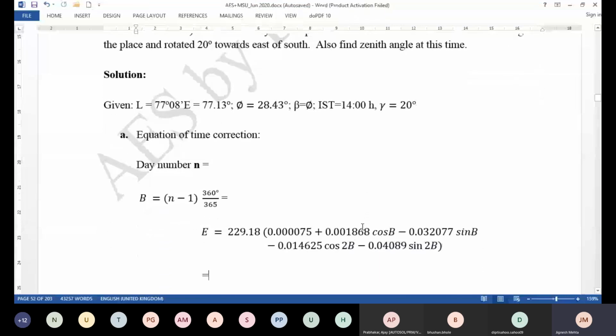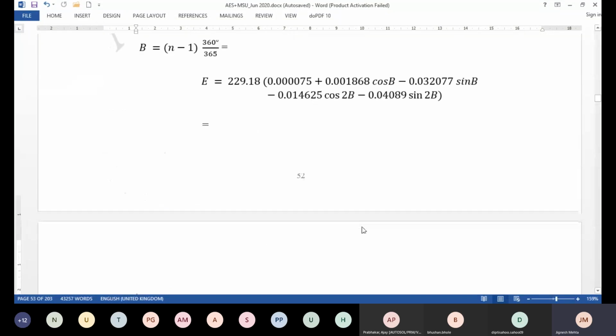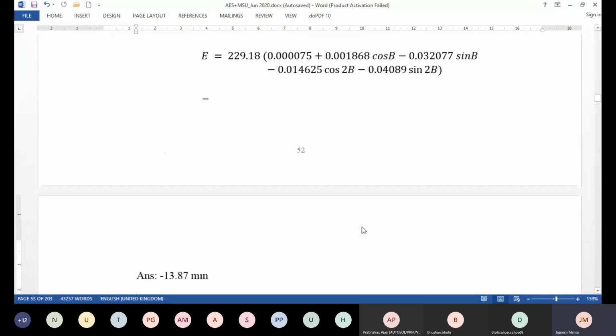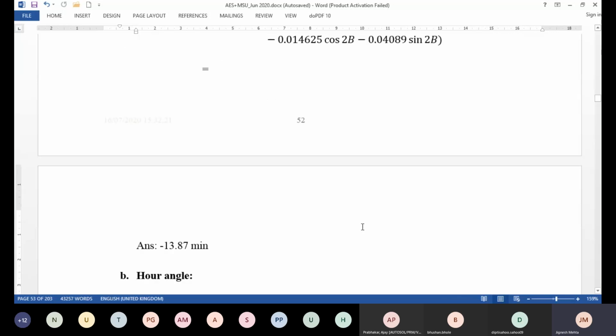You have already done this kind of exercise previously, so I don't expect you to do that now. I'm giving you the number. So the number is minus 13.87 minutes from equation of time correction. This is the number that you get.